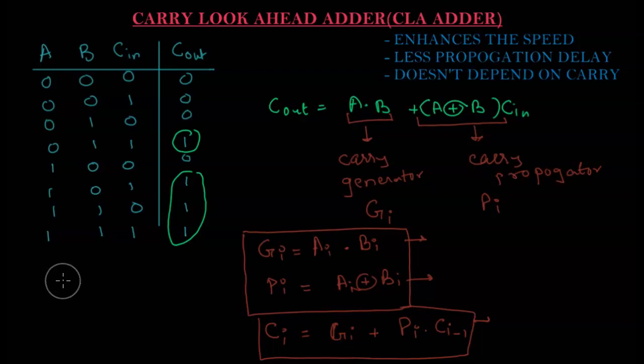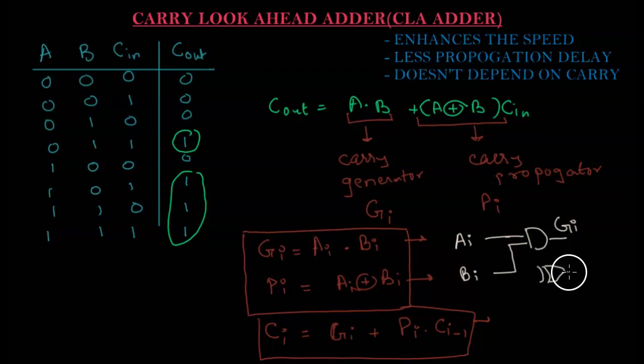So if we have our two inputs, A I and B I, ANDing of them is going to give me G I, that is the carry generator, and XORing of my inputs is going to give me my carry propagator. So we have A and B.